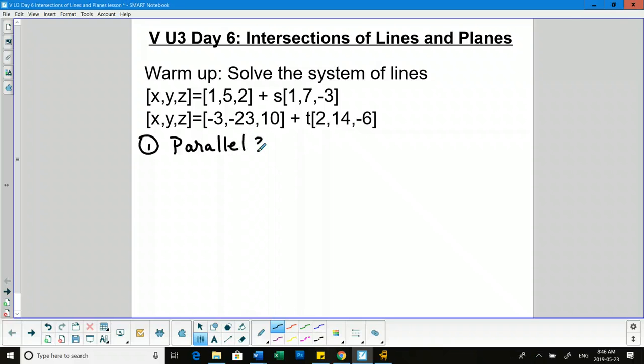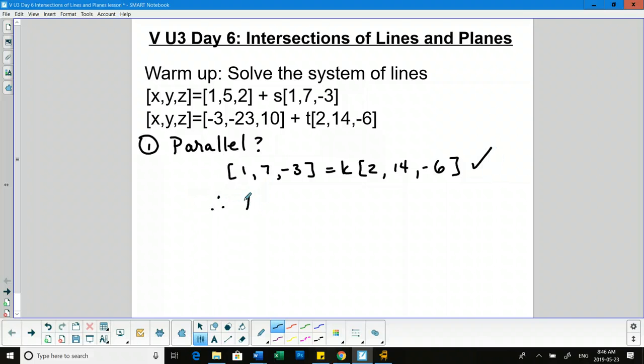Okay. So I can see pretty clearly here that 1, 7, negative 3 is some scalar multiple of 2, 4, negative 6. So if my k value was a half, then these are scalar multiples. Because they are scalar multiples, the lines are parallel. And then we just need to determine whether this is parallel and distinct, so two distinct lines, or whether this is parallel and coincident, or two of the same lines.